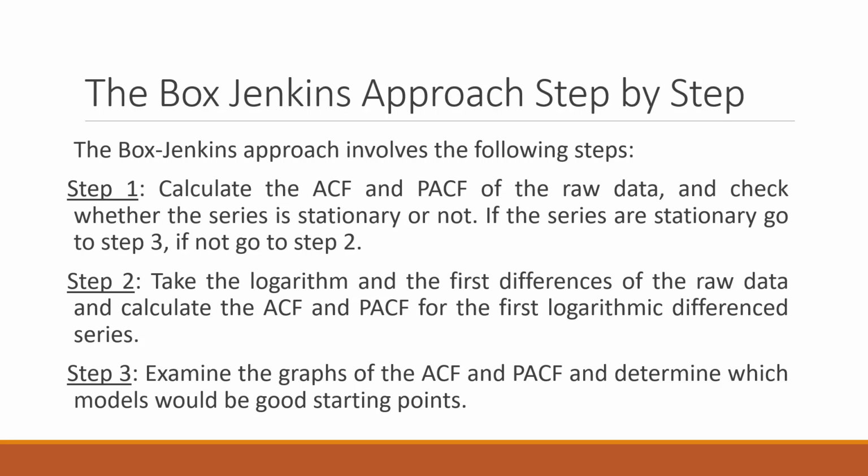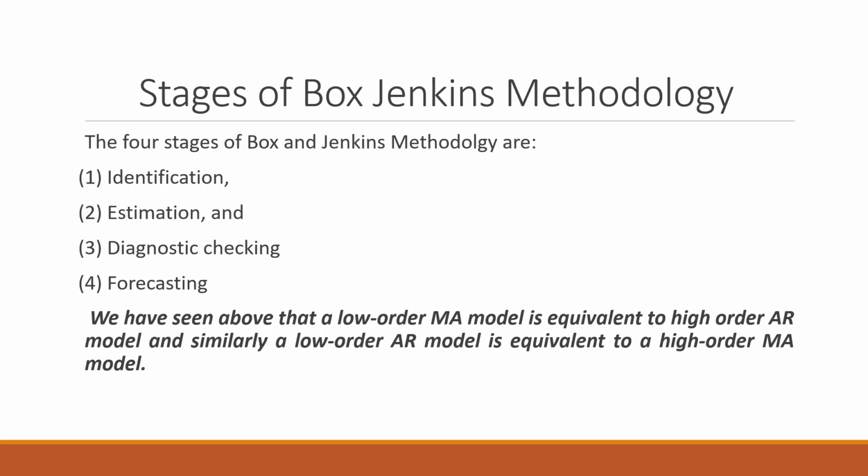In the Box-Jenkins approach, first calculate the autocorrelation function and the partial autocorrelation function of the raw data. Check whether the series is stationary or not. If the series is not stationary, either take the logarithm or the first difference and try to make the series stationary. Again, examine the graphs of ACF and PACF. And if the series has become stationary, then we approach the next part. The stages of Box-Jenkins methodology are identification, estimation, diagnostic checking, and forecasting.